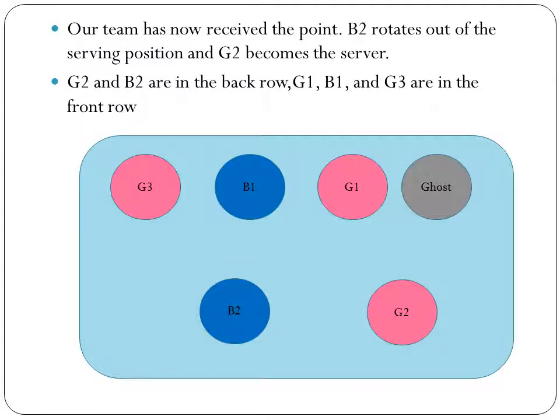So now imagine that our team has received the point. B2 is going to rotate out of the serving position and G2 becomes the server. So we've got G2 and B2 in the back row, G1, B1, and B3 in the front. So you can see that on the slide here.